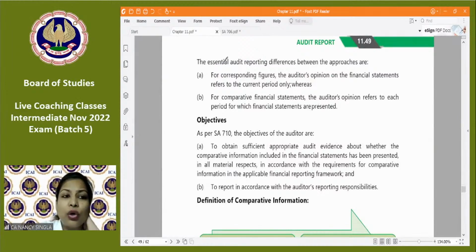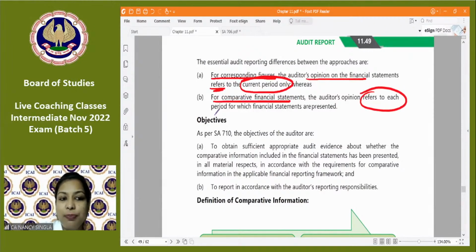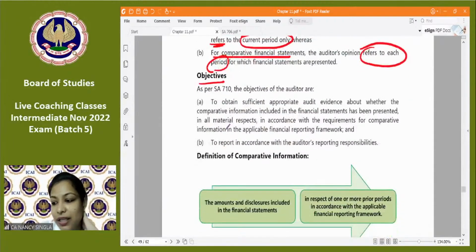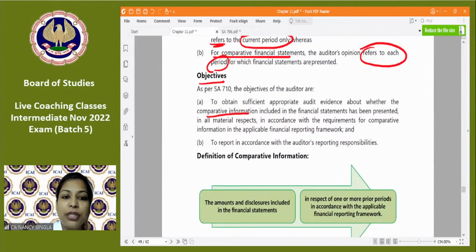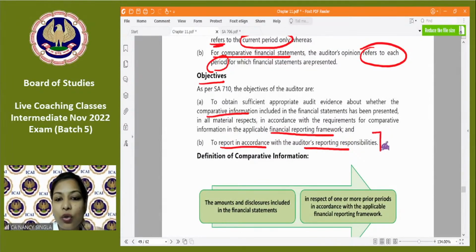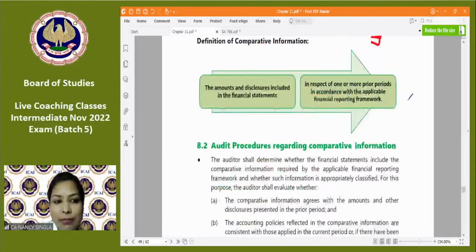So the thumb rule is what? For corresponding figures, the auditor's opinion on financial statement refers to the current period only, whereas comparative में it refers to each period. Objective क्या है? To obtain sufficient appropriate audit evidence as to whether the comparative information is presented as per applicable FRF and to report in accordance with the reporting responsibility. So I told you reporting responsibility में difference है, आपका audit procedure same रहेंगे.